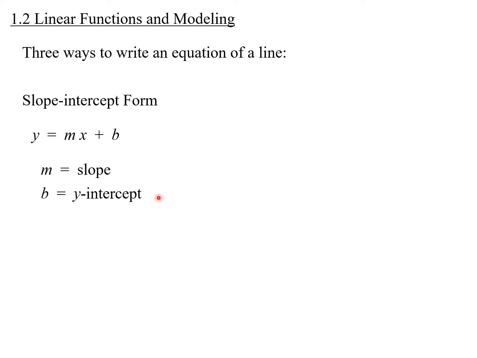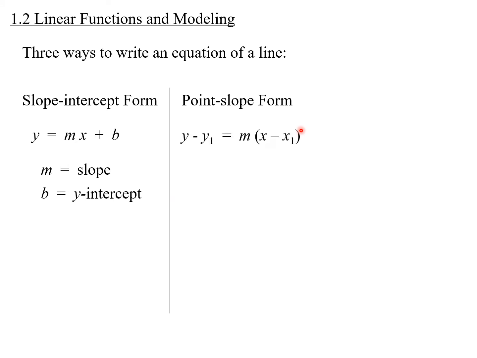Another way to write an equation of a line is in point-slope form. Point-slope has a general equation that looks like this: y minus y1 is equal to m times the quantity x minus x1. Here, m represents the slope once again, and x1, y1 is any point on the line.